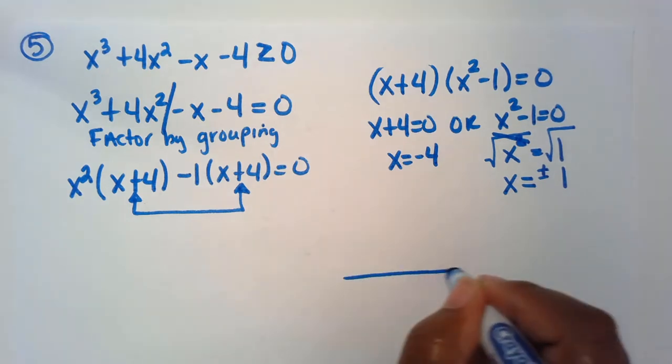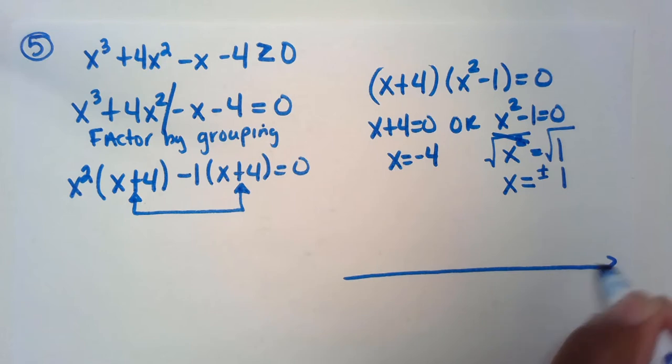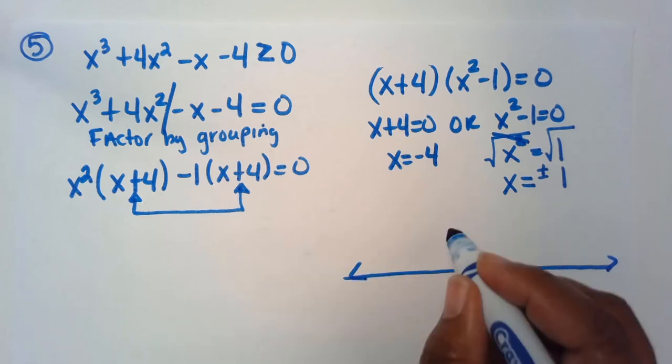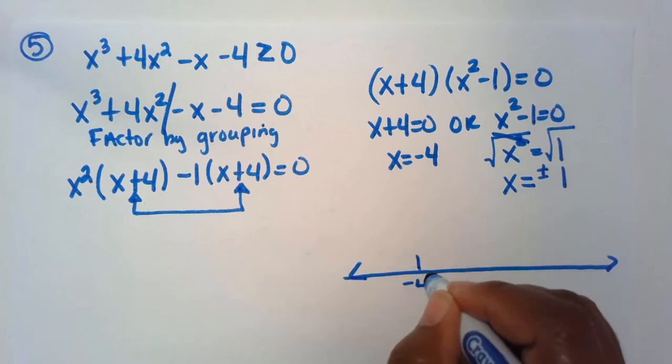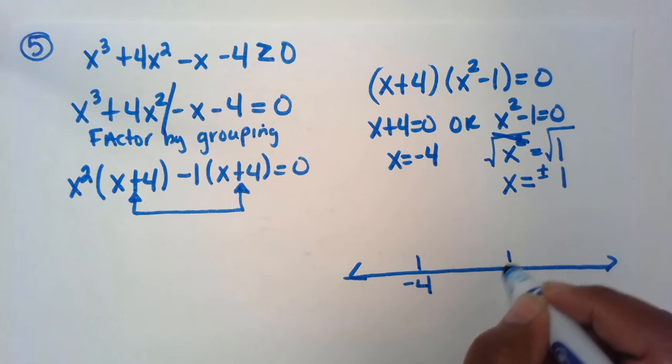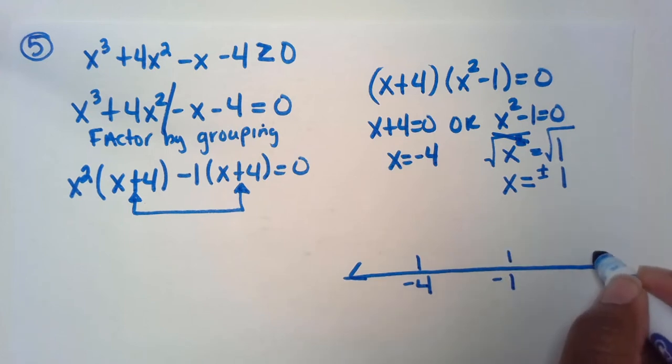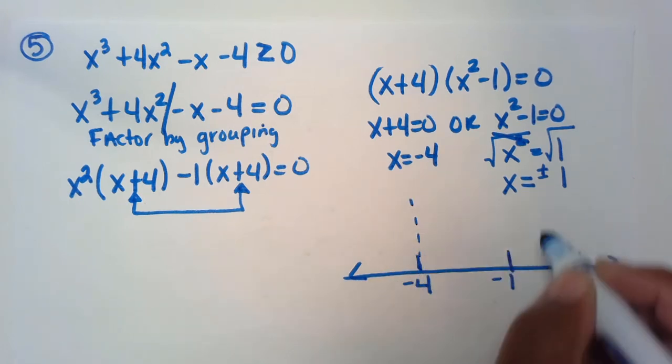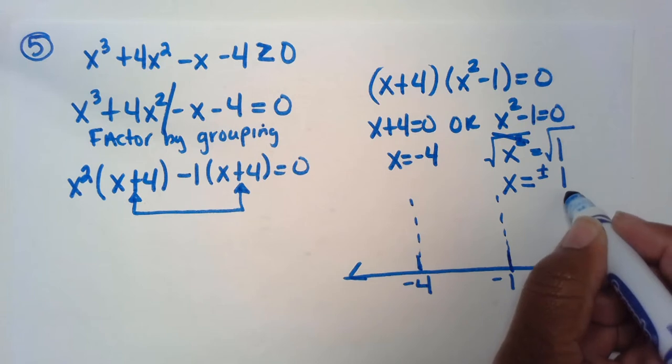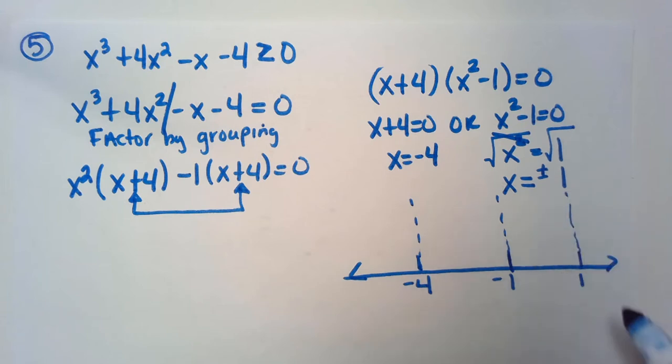So here's our number line. We have -4, we have -1, and we have +1. So we want to highlight all of the true areas. So we have our boundary points, -4, -1, and 1.